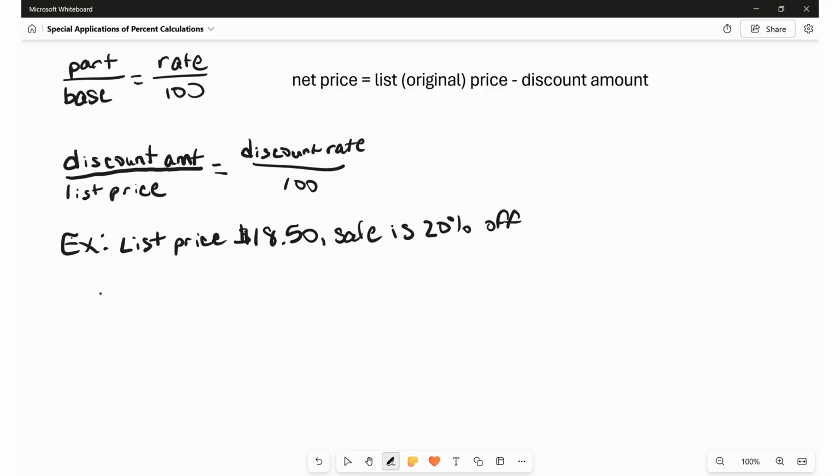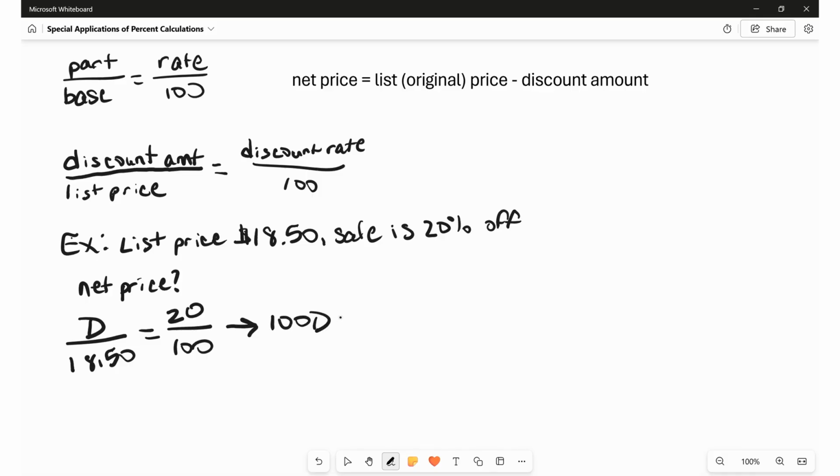We're looking for the net price. Well, the first thing that we need to do is find the discount amount. We're told that the list price is $18.50 and that the sale is 20% off. So that gives us 100D equal to 370, and D, or the discount amount, is $3.70.